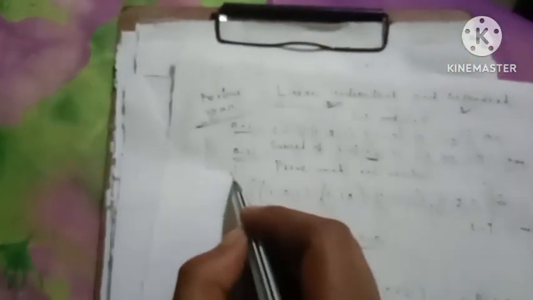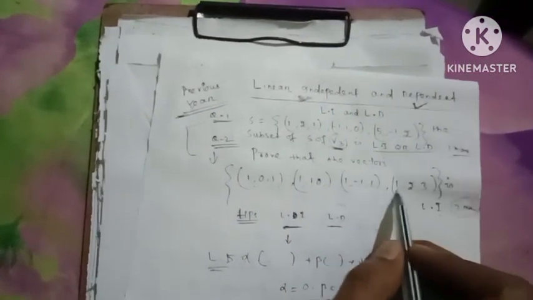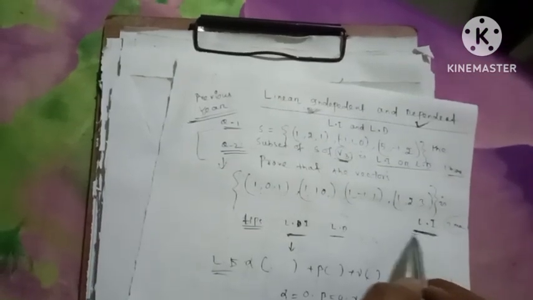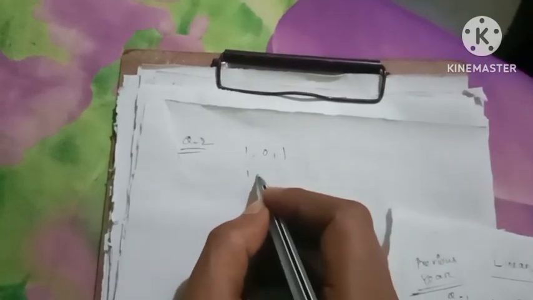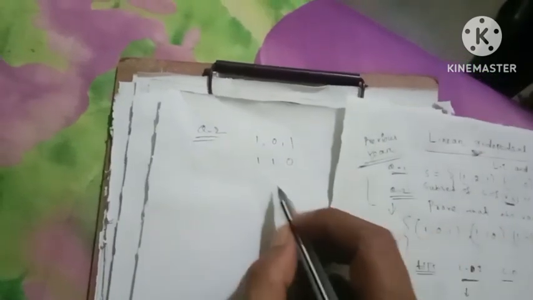The next question: prove that the vectors 1 0 1, 1 1 0, 1 minus 1 1, 1 2 3 are linearly independent. This is the proof. I will discuss this in 2 processes. Question number 2: the first one I will solve by the determinant method. The matrix is 1 0 1, 1 1 0, 1 minus 1 1, 1 2 3.